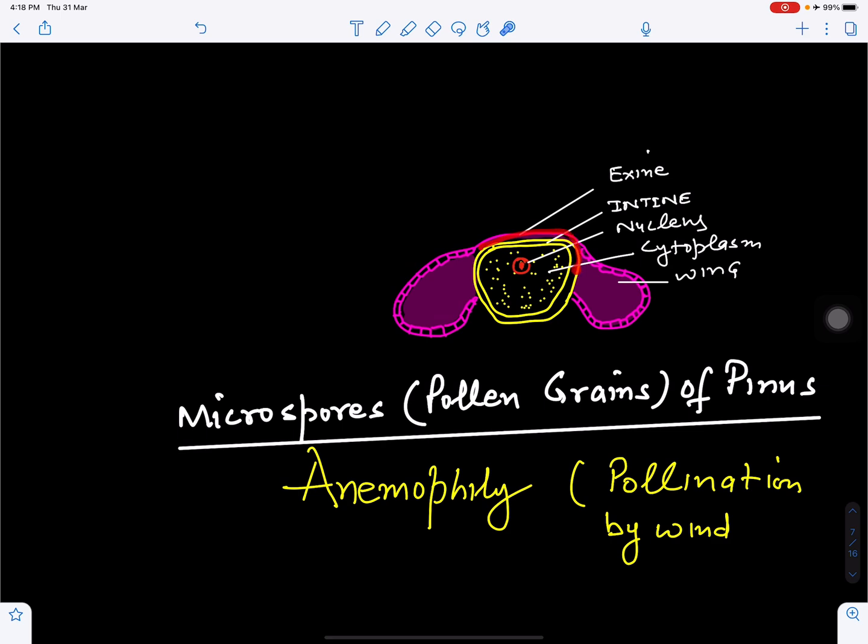Now this is the outermost wall of the microspore. This is the exine and this is the intine, cytoplasm and nucleus. Because of the wings, these winged pollen grains become light in weight, so they can be easily dispersed from one place to another. Later on, this microspore or pollen grain will germinate to form the male gametophyte. That we'll discuss in the next video. And this will fall on the female structure or female cone and fertilization occurs. So this is all about the male cone of Pinus.